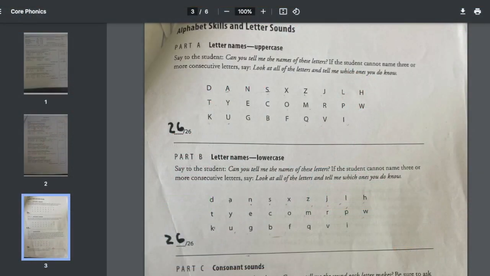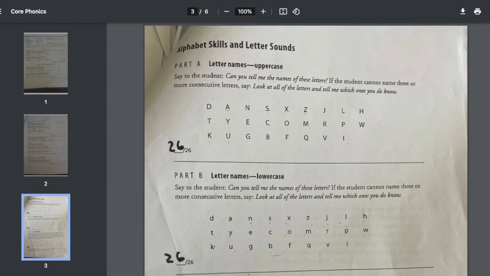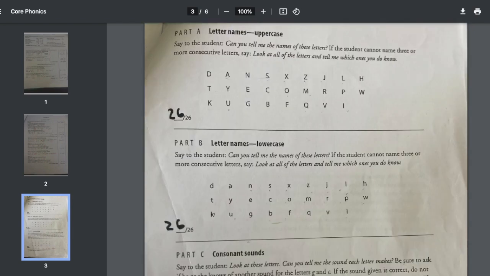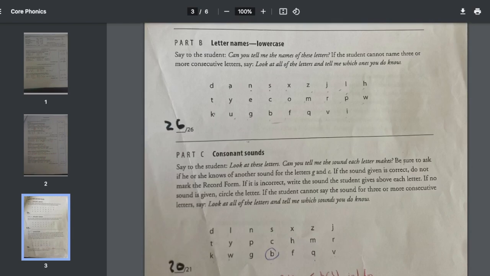Here's the Core Phonics that I administered. As you can see, I started with part A. Even though this student is a 5th grader, I want to make sure that I am assessing all areas to make sure that I'm closing all of her academic gaps. As you can see, she has mastered her letter names for uppercase and lowercase letters.